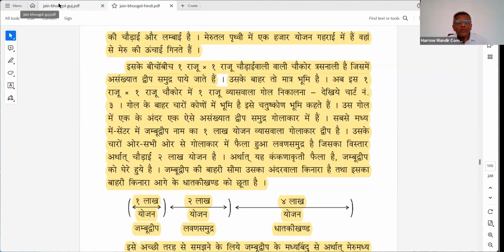It's the same as Mount Meru, Sudarshan Meru. So right in the first class, I told you the height of Sudarshan Meru. That was 100,040 yojans. That is the height of the Madhya Lok.